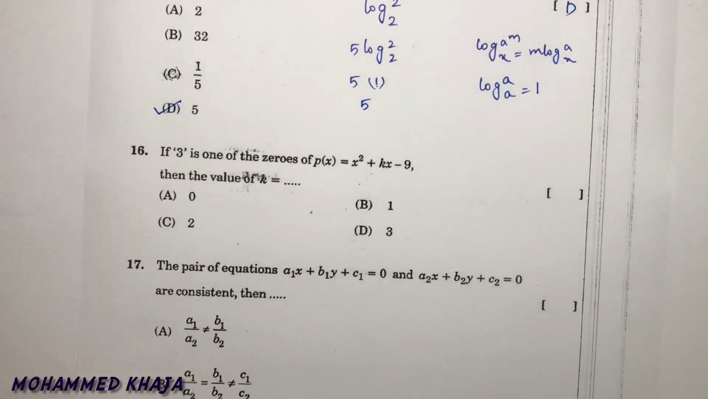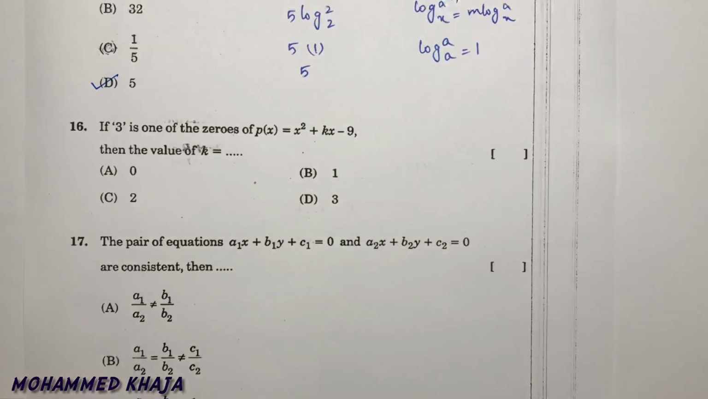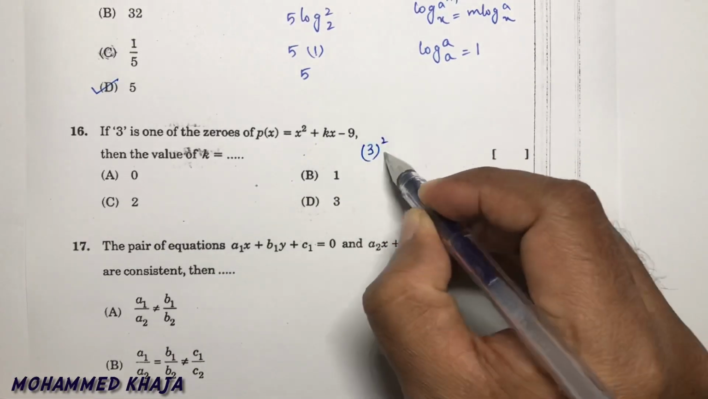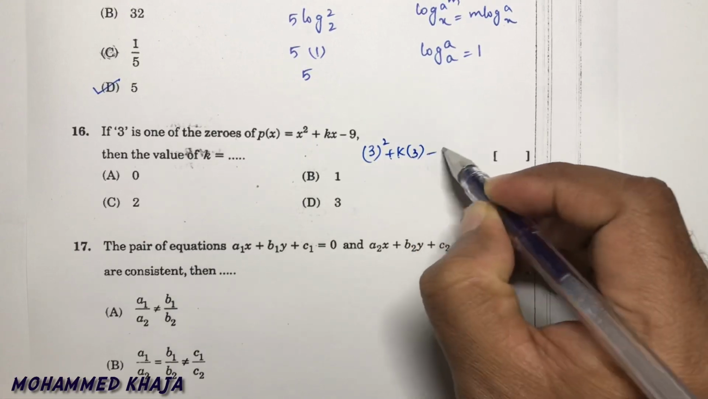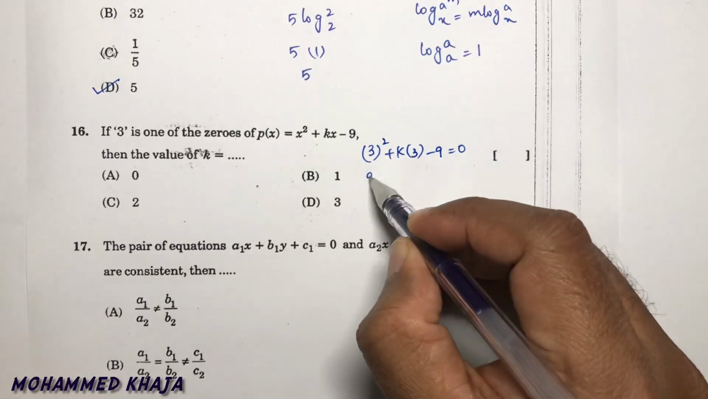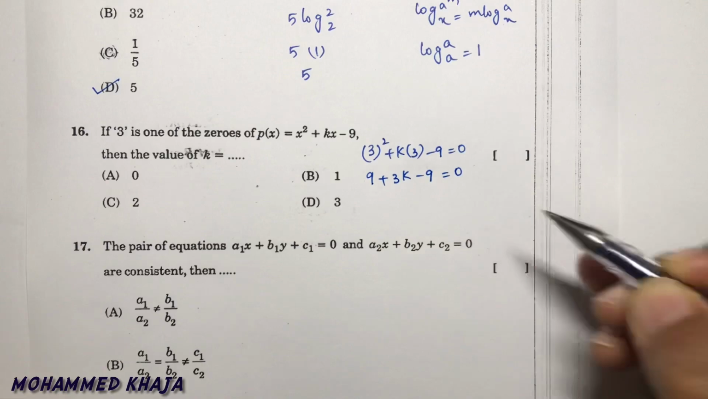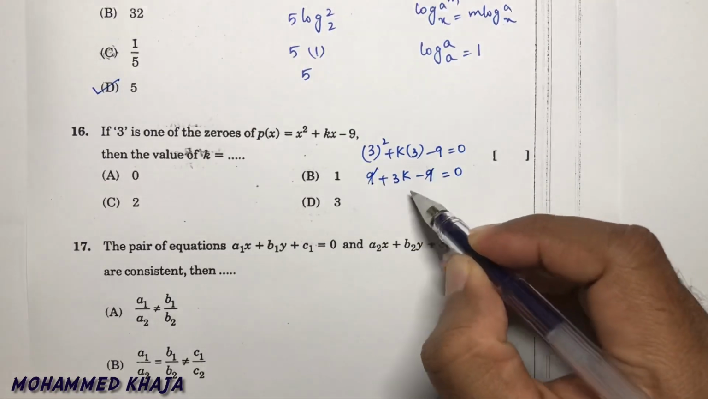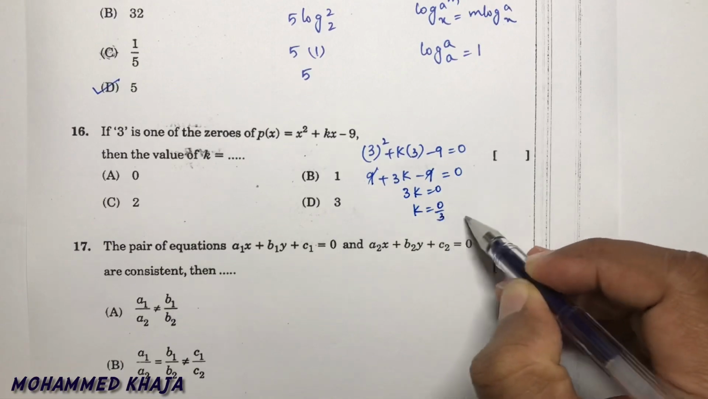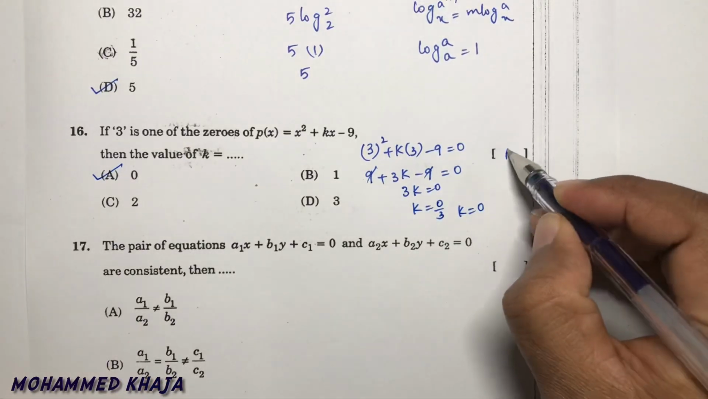Next, 3 is the zero of the polynomial x squared plus kx minus 9. So in place of x substitute 3 directly. 3 square plus k into 3 minus 9 equals 0. So 9 plus 3k minus 9 equals 0. The 9 minus 9 cancel, so 3k equals 0, k equals 0 by 3. Therefore the value of k is 0. So the correct option is A.